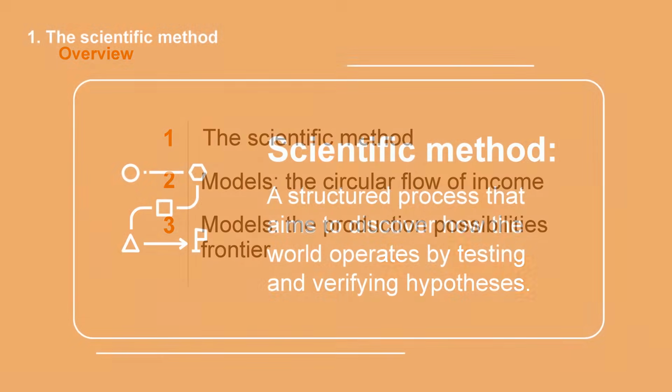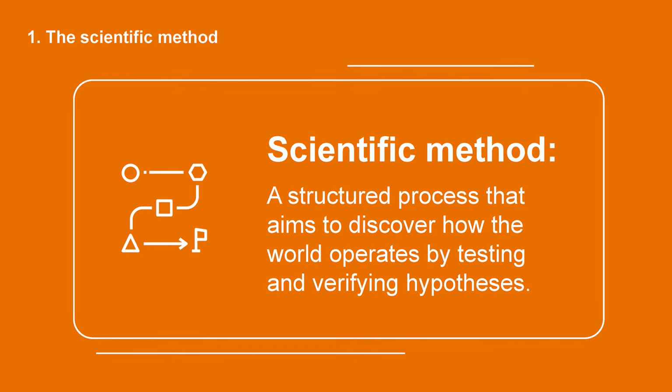So let's begin. The scientific method consists of a structured process that aims to discover how the world operates by testing and verifying hypotheses. However, economics is a social science, and there are many events that may seem chaotic. That is why we ask ourselves many questions, such as: why did the government increase interest rates? Why did the price of oil increase? How can an economy increase production? The scientific method is a tool that seeks to answer them.